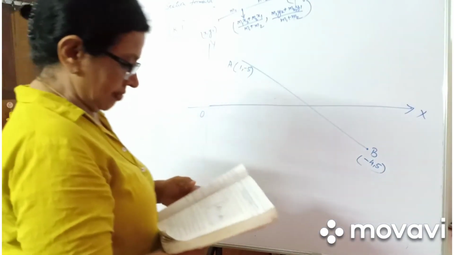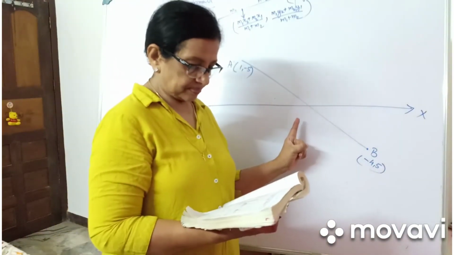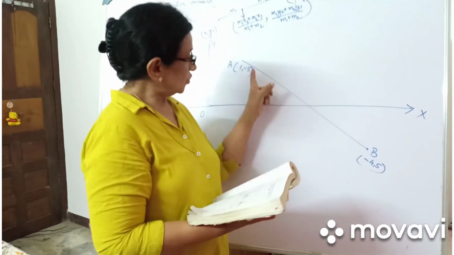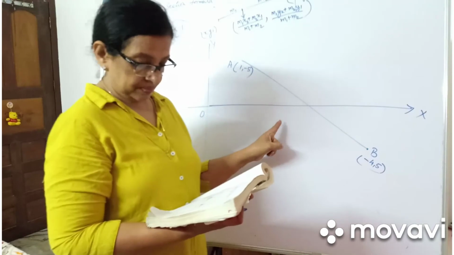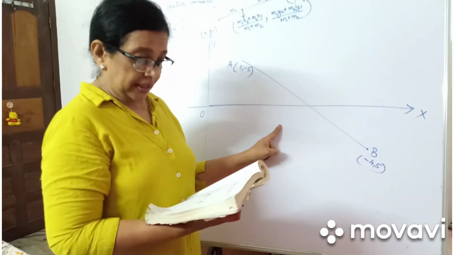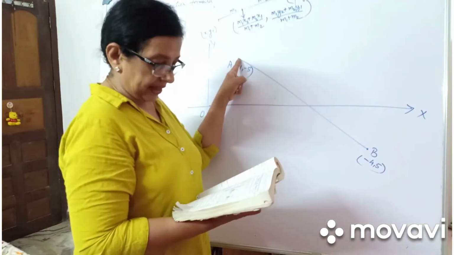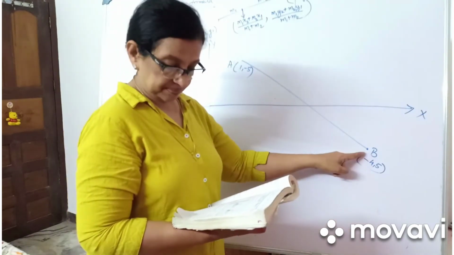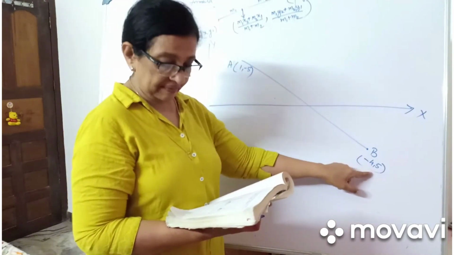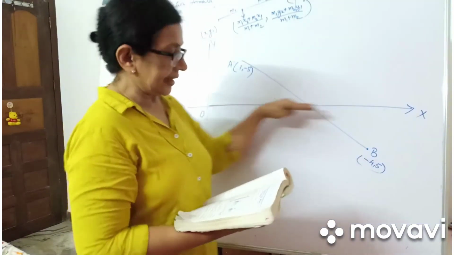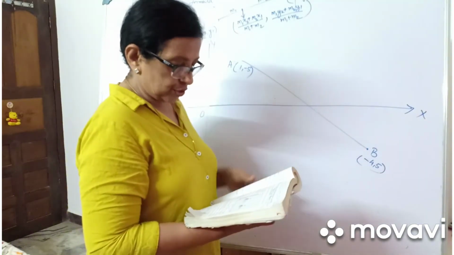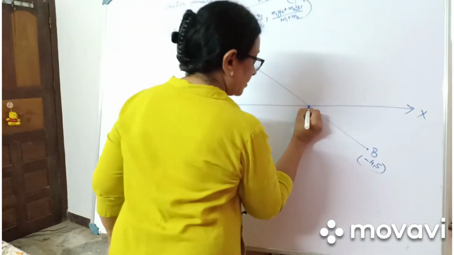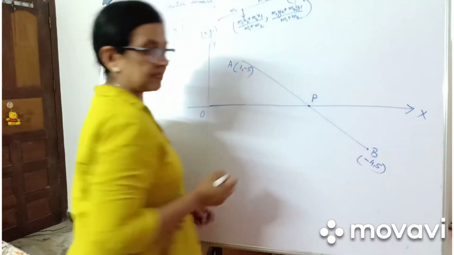Yes, next question. Fifth question. Find the ratio. So you have to find the ratio in which the line segment A 1 -5 and B -4 5 is divided by the x-axis. Also find the coordinates of the point of division. So this is the point you have to find.